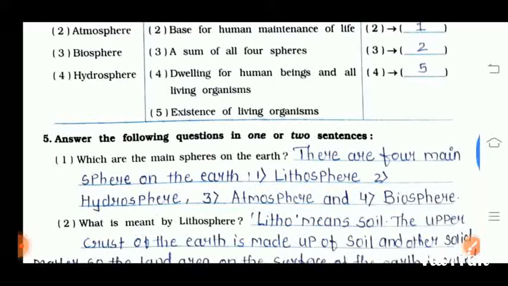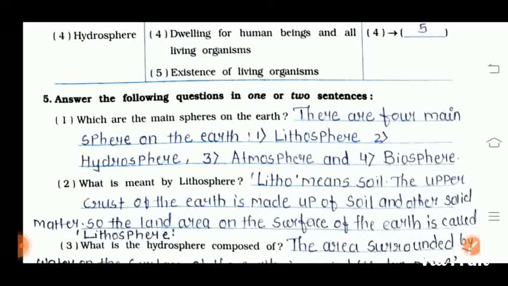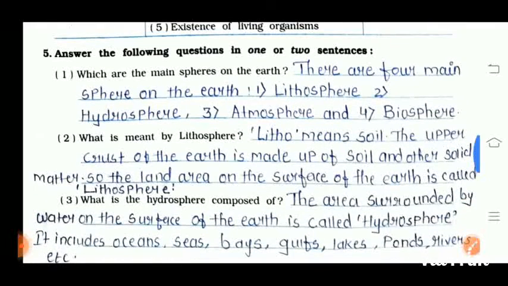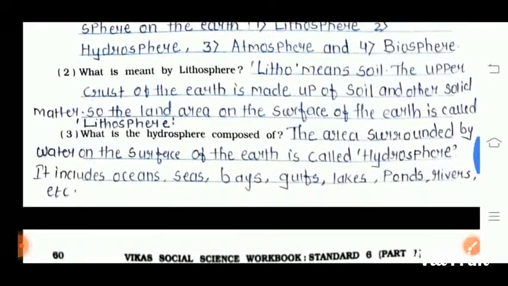Next one is question number 5. Answer the following questions in 1 or 2 sentences. Okay, the first question is which are the main spheres on the earth? So there are 4 main spheres on the earth, that is lithosphere, hydrosphere, atmosphere and biosphere.